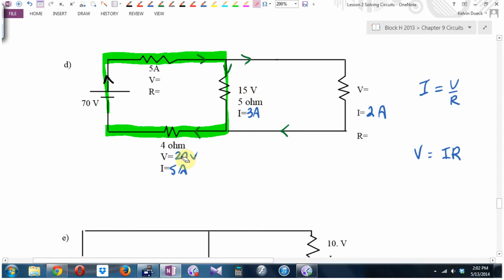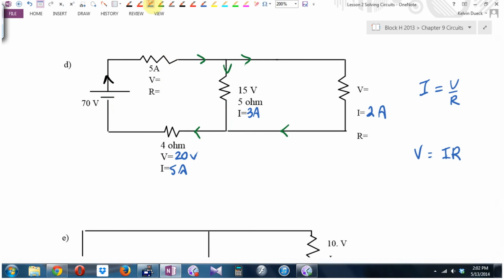15 and 20 is what? 35. What did I start with? 70. I lost 35. What must I lose going through here? 35. Whatever 70 minus 35 is. Oh, also 35. Is that okay? Do I know 2 things in that resistor? Well, then I know 3. In fact, really, then I know 4.